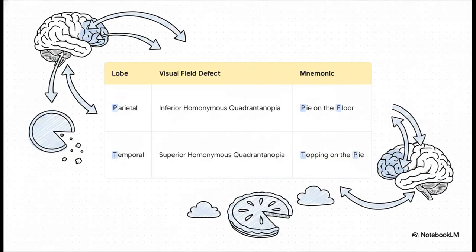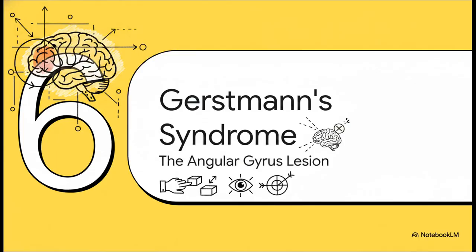So beyond these big cognitive syndromes, parietal lesions also produce a very distinct visual field defect. Because the optic radiations sweep up through the parietal lobe, a lesion here causes an inferior homonymous quadrantanopia. That's a loss of the lower quadrant of vision on the opposite side. A little mnemonic helps distinguish this from a temporal lobe lesion. Parietal damage gives you pie on the floor, while temporal gives you pie in the sky.